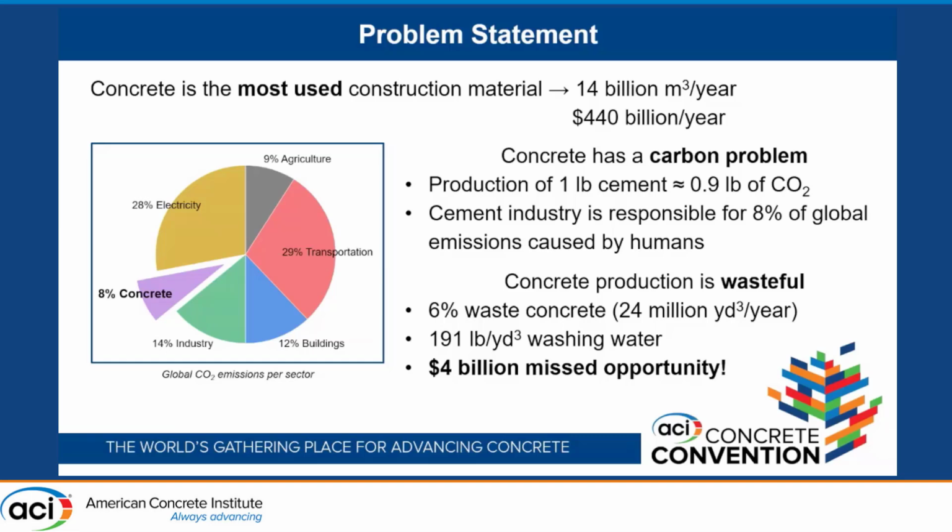Every pound of cement produced produces nearly a whole pound of carbon dioxide. This is responsible for nearly 8% of all total emissions by humans globally. The second problem is a waste problem. Nearly 6% of all concrete created goes straight to waste, along with almost 200 pounds per cubic yard of washing water. This results in nearly $4 billion of missed opportunities for the industry.